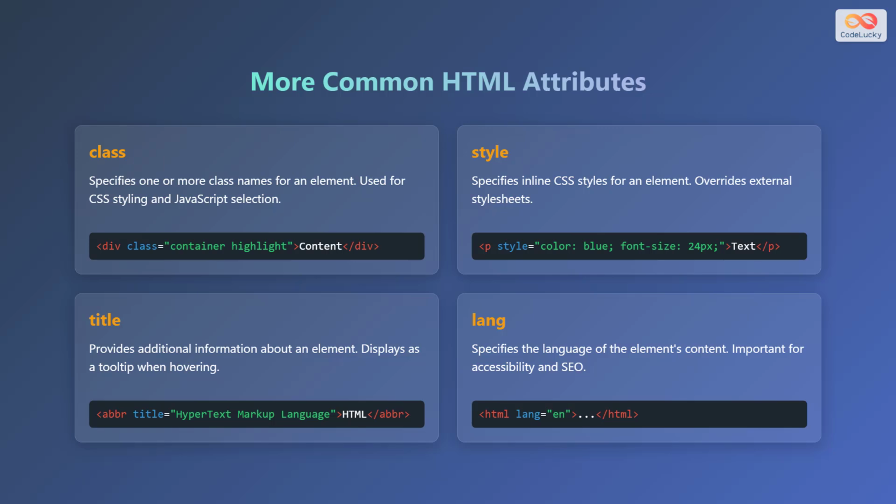Then we have the title attribute. It provides additional information about an element and displays as a tooltip when hovering. An abbr tag with title attribute whose value is hypertext markup language, and the content is HTML. Finally, the lang attribute. It specifies the language of the element's content, important for accessibility and search engine optimization. The html tag with lang attribute and value en.